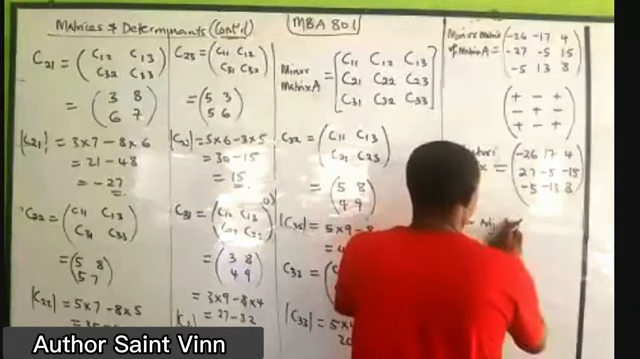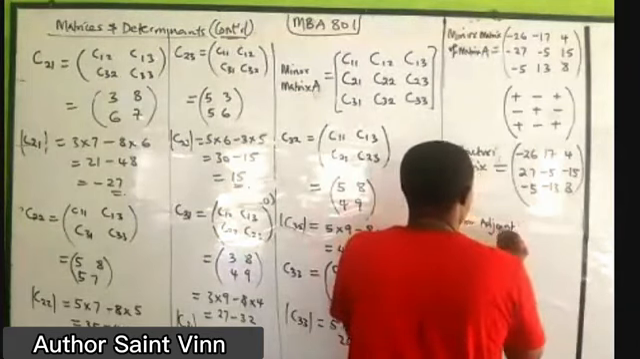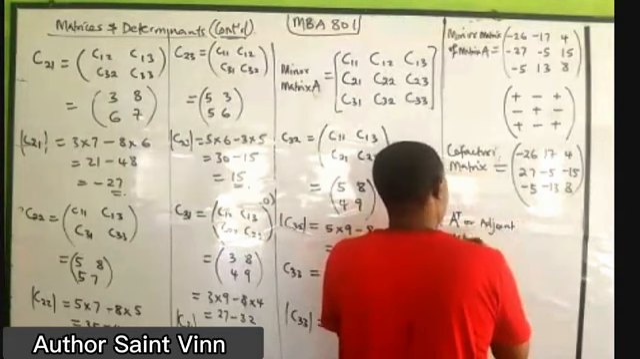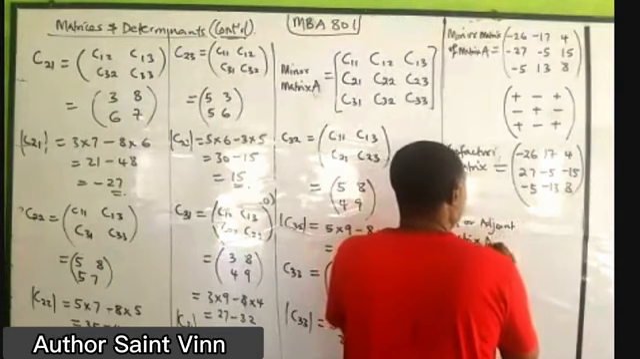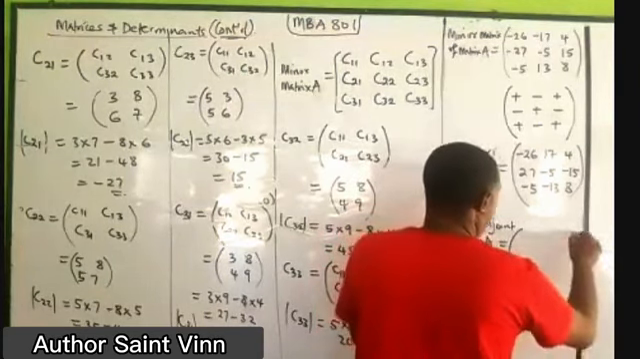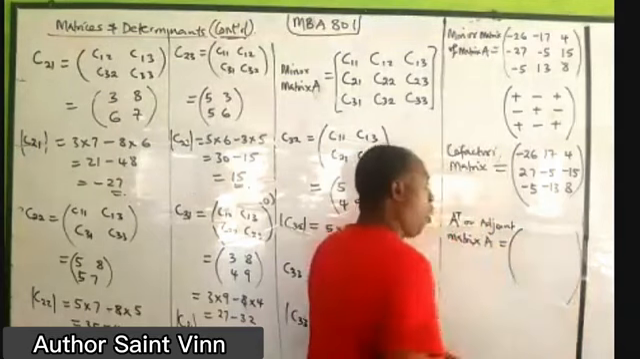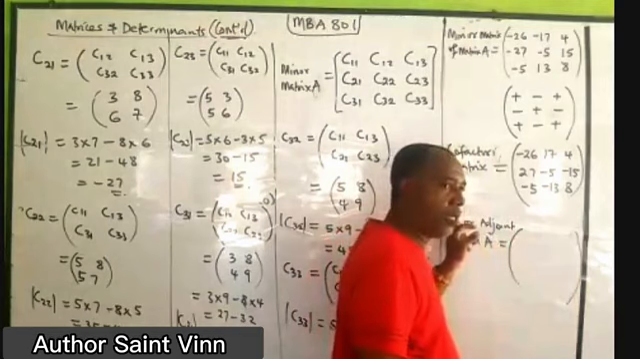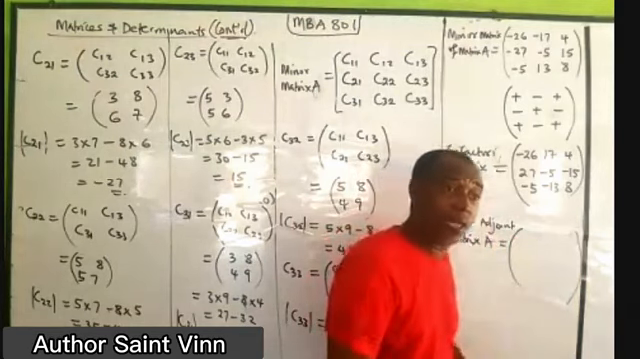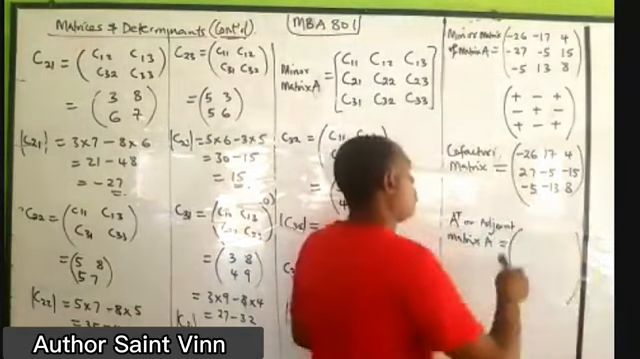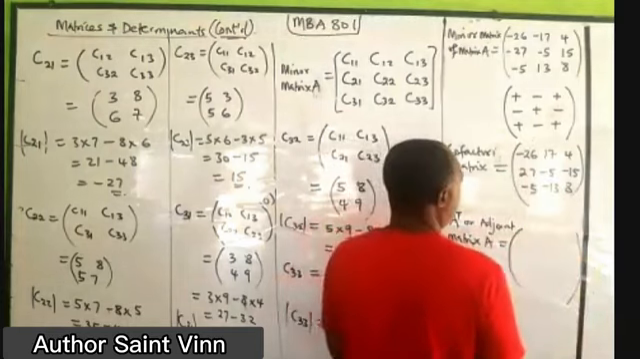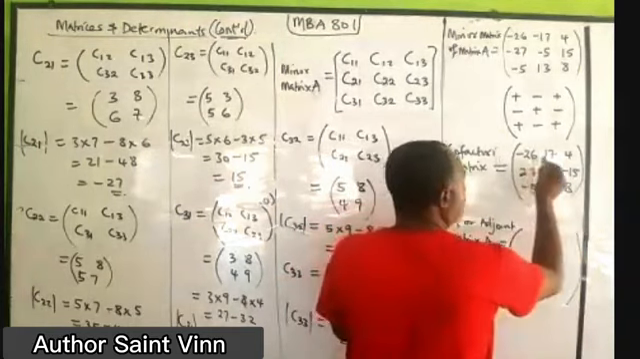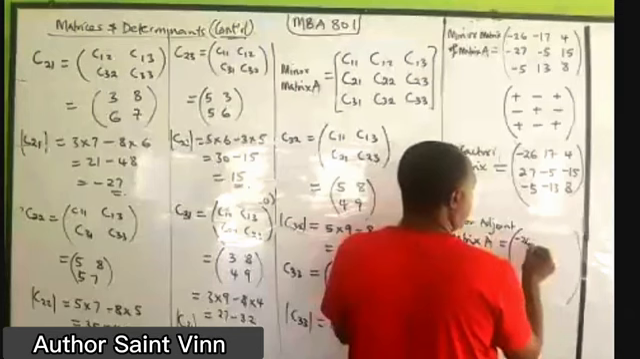Adjoint. Okay, let me fix. Adjoint matrix of what? A. I have taught you before. What is this one? Transpose, right? What is the first row there? The first row is 6. It becomes 6.